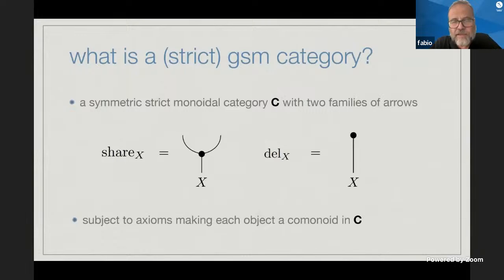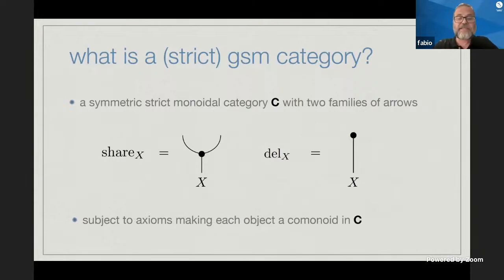What is a strict gs-monoidal category? It's just a symmetric strict monoidal category with two families of arrows, share and del. I decided to make a compromise between GS and CD, but the intuition is always the same. Share basically tells me that whenever I have an object X, I have an arrow which provides me with two copies of X. And del is something which tells me that whenever I have an X, I can throw it away, discard it, delete it, and it goes directly to the identity of the tensor.